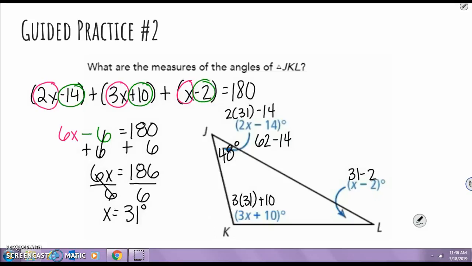Looking at angle K, I can multiply 3 times 31. That gives me 93 plus 10 would be 103 degrees. And then I have 31 minus 2 is 29 degrees. If I add 48 plus 29 plus 103, that gives me a total of 180 degrees. So I know my solution is correct.